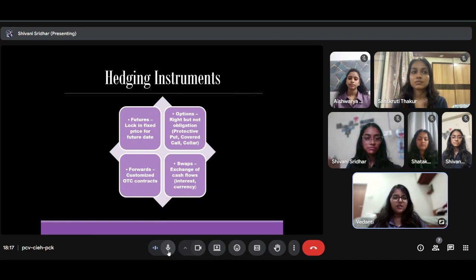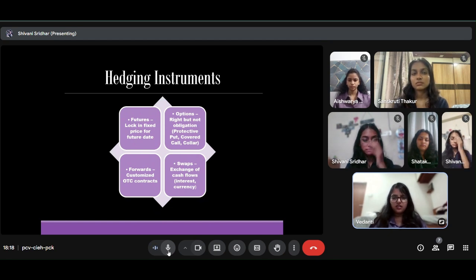Now that we know the concept of hedging and its types, let's look at the instruments through which hedging is actually done. First is futures. Futures are standardized contracts traded on exchanges. They allow us to lock in a fixed price today for buying or selling an asset at a future date. For example, an airline can lock in fuel prices using futures to avoid sudden hikes.